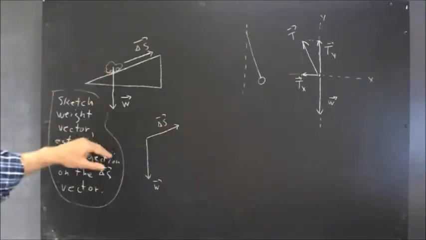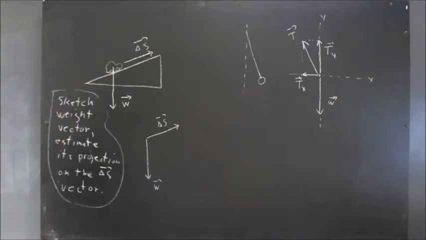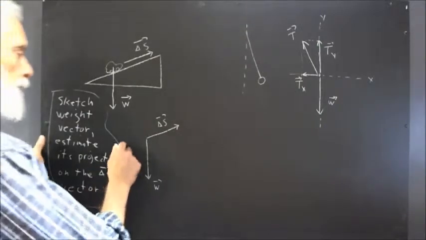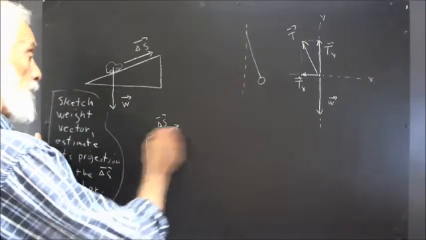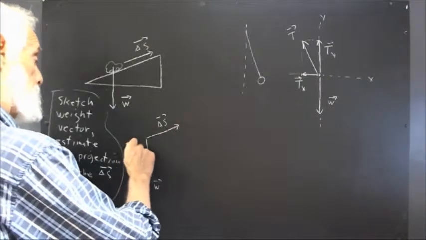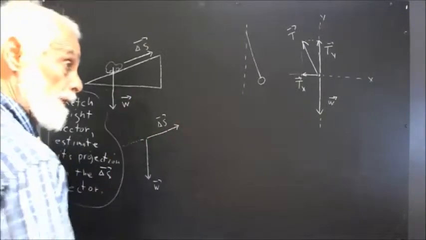Now, you might have drawn the weight vector longer or shorter. That's okay. I'd want to draw it fairly long so that we can kind of see the projection. But you don't want to draw it too long, or you overwhelm the delta S vector. Okay, well, you should have done that.